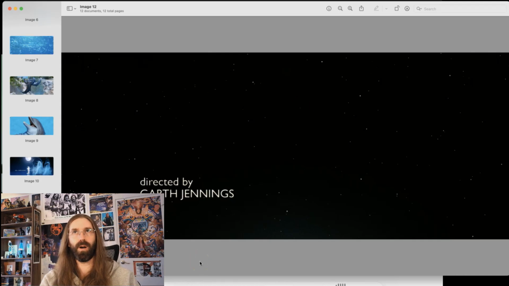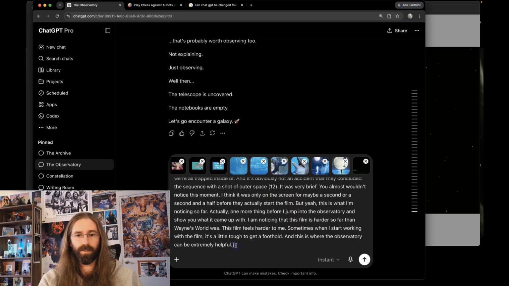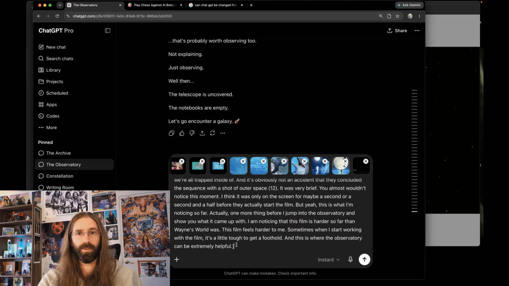Actually, one more thing before I jump into the observatory and show you what it came up with. I am noticing that this film is harder so far than Wayne's World was. This film feels harder to me. Sometimes when I start working with the film, it's a little tough to get a foothold, and this is where the observatory can be extremely helpful. Okay, so let's see what the observatory has to say. I predict the observatory will be extremely helpful here.